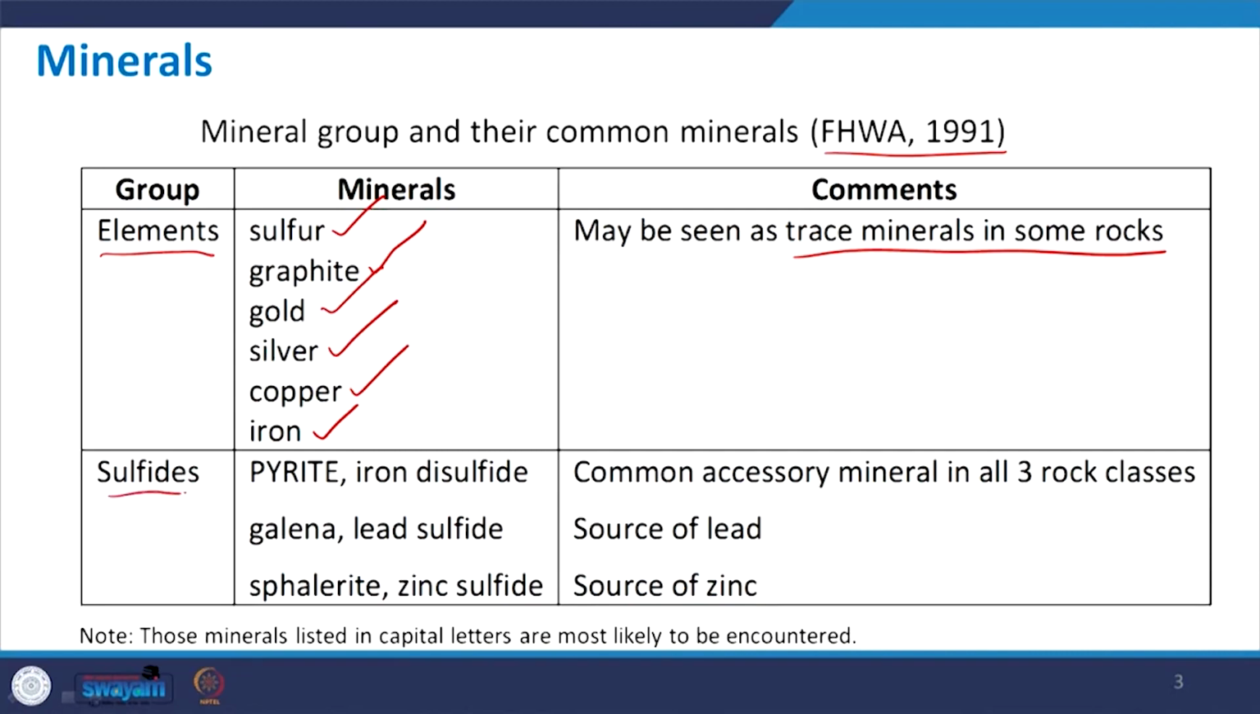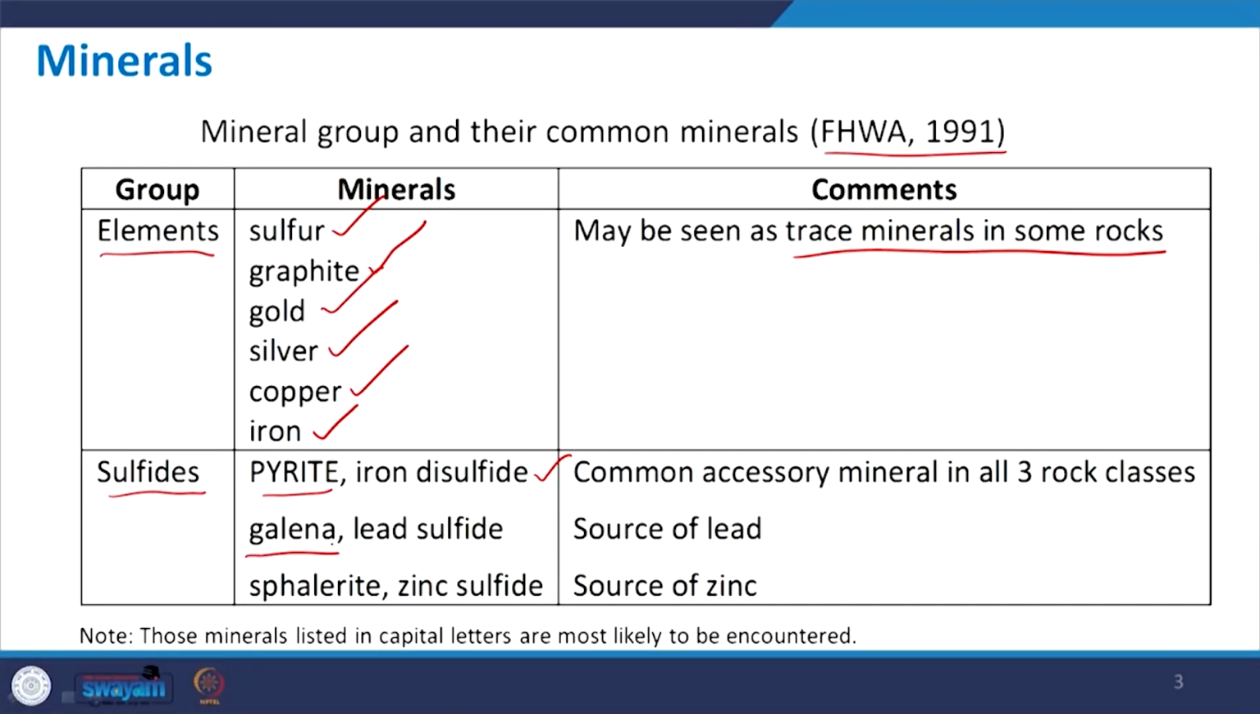Then the next group is sulfides. This has pyrite, iron disulfide, which is a common accessory mineral in all the three rock classes. We will discuss what these three rock classes are after we finish our discussion on minerals. Then the next category is galena, or lead sulfide, which is the source of lead. Sphalerite, or zinc sulfide, is the source of zinc.